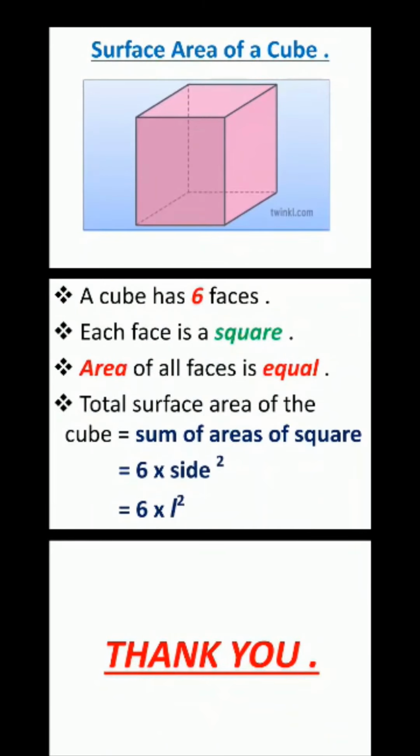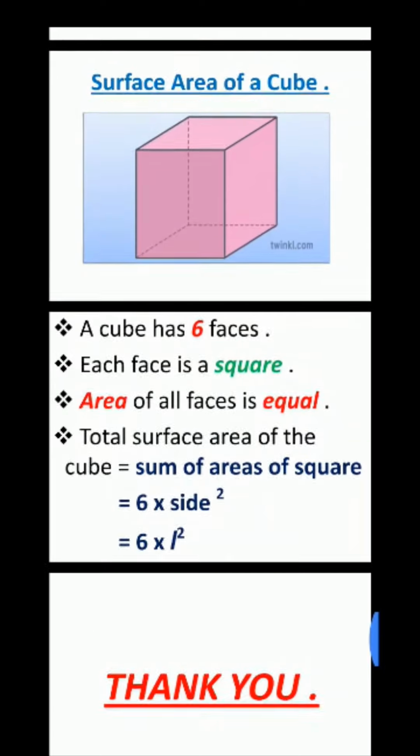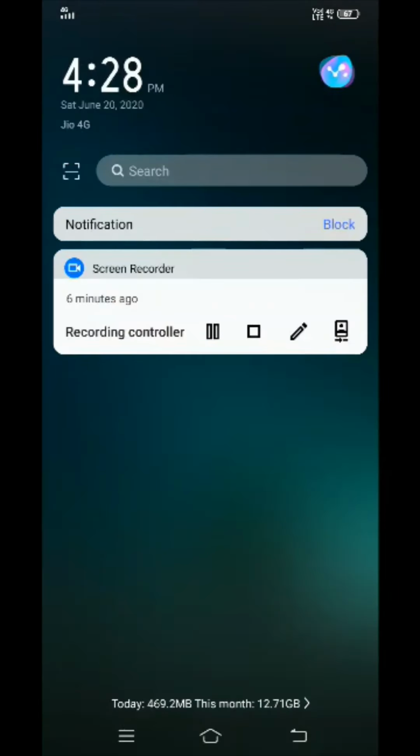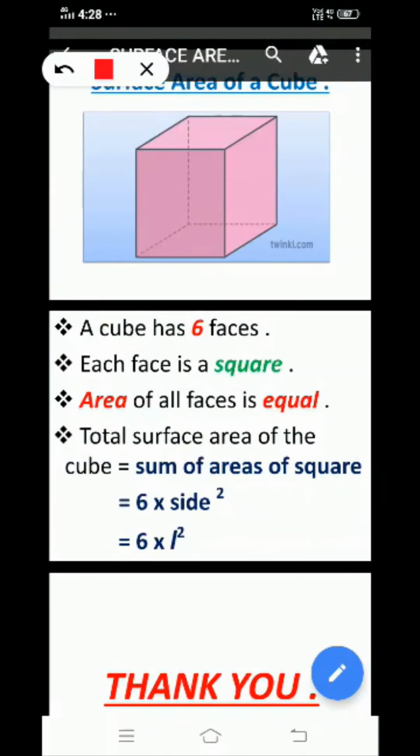Total surface area of a cube is equal to the sum of the areas of the squares. How many squares are together? 6. And with side length L, it is 6 into side squared. This is the formula for the total surface area of a cube: 6 into side squared. Okay, it is very important. You must learn this formula by heart. If you learn it by heart, then only you will be able to solve the sums.